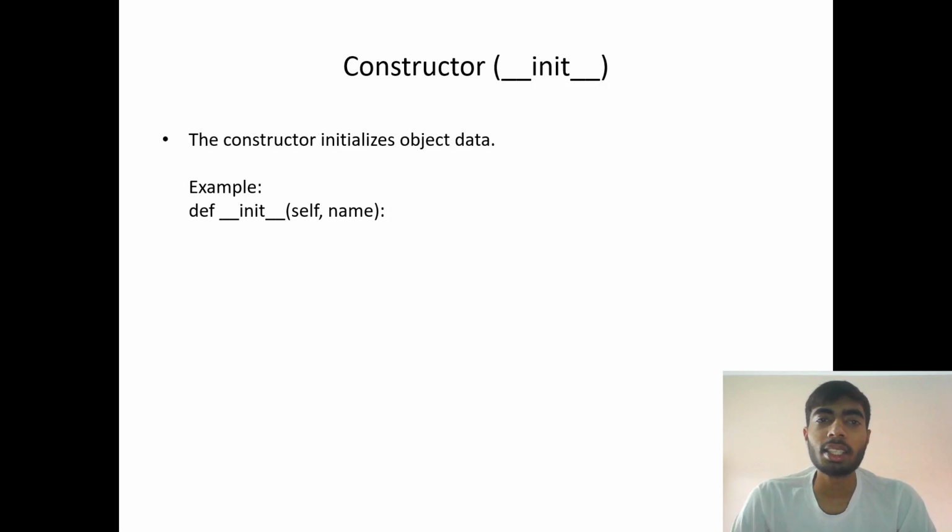Now let's understand constructors. A constructor is a special method called automatically whenever an object is created. In Python, the constructor is written as __init__. It is mainly used to initialize the object's data. For example, we can store a student's name and age when the object is created. This saves time because the values are assigned automatically.